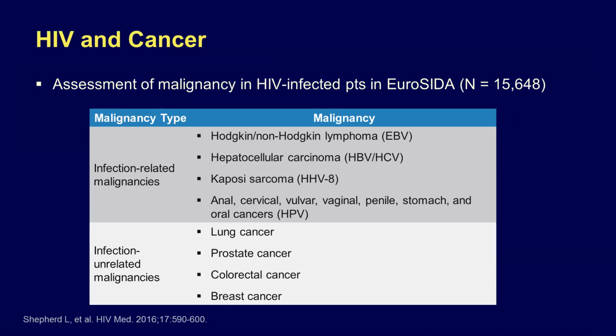Kaposi sarcoma is associated with HHV-8, and most importantly, anal, cervical, vulvar, vaginal, penile, stomach, and oral cancers can be associated with HPV. I want to point out here that if we vaccinate people for hep B and HPV, we can prevent a lot of these cancers, as you can see. And if we can treat and cure people of their hep C, we can drastically minimize the risk of developing liver cancer. And then you have those cancers that are unrelated to infections, like lung cancer, prostate cancer, colorectal cancer, and breast cancer, for which we have so far no evidence linking them to any viral oncogenes or viral infections.